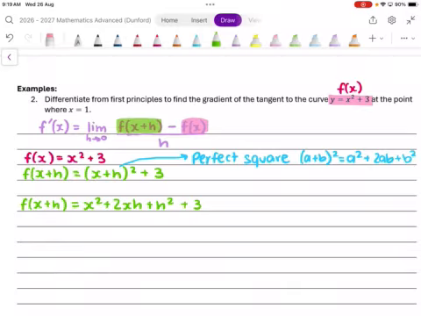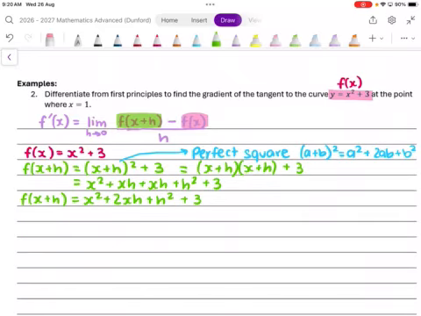Now, if you're not sure how that expansion happened, we have two brackets. So our x plus h all squared is just x plus h times x plus h, with our plus 3 on the end. If we expand those brackets, it's x times x, which is x squared, x times h plus x times h, or h times x, plus h squared, plus our 3. And then we just collect our like terms. Does that make sense? Yeah?